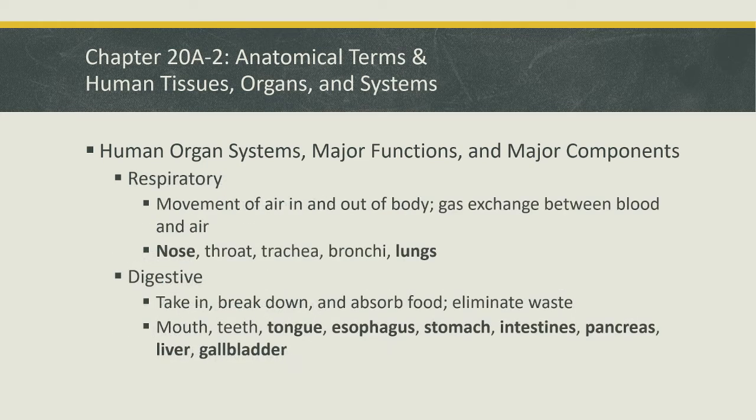So we were in respiratory. So nose is considered an organ. Your lungs are considered organs. The trachea, it's the tube that brings air from your mouth down to the bronchi, which is like the branching of the trachea, which then goes into your lungs. The digestive system, it takes in, breaks down, and absorbs food, and it eliminates waste. And it includes the mouth, teeth, tongue, esophagus, stomach, intestines, pancreas, liver, gallbladder, among other things.